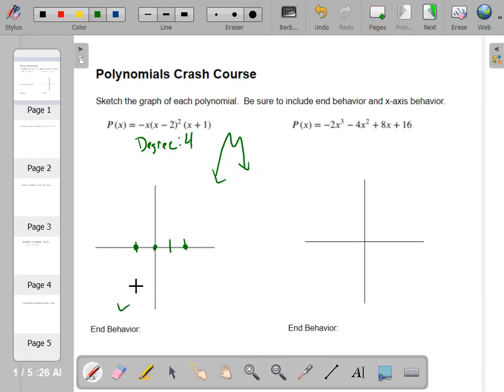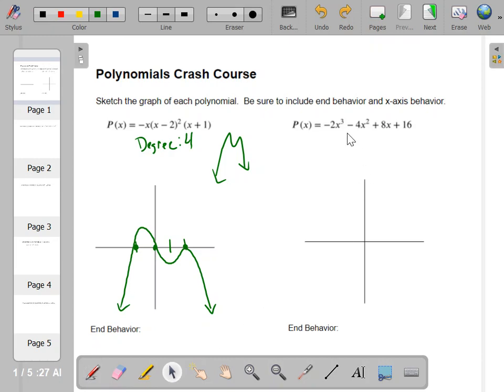If I try and build this now, it's got to pass through, and then it's going to bounce off. So it goes up, passes through, turns around, passes through, and then when it comes up this time, it's going to bounce off. I know it bounces off because this is an even multiplicity. It's degree 2. So pass through, bounce, and that's your polynomial. I'll come back to the end behavior.